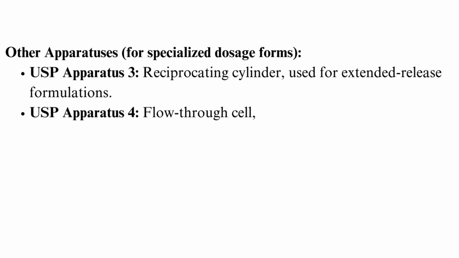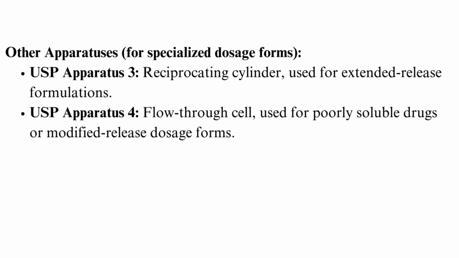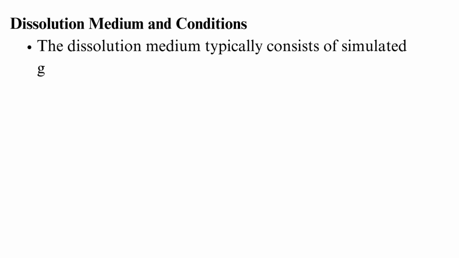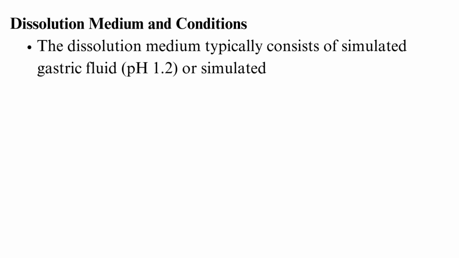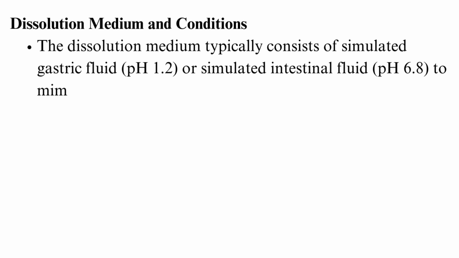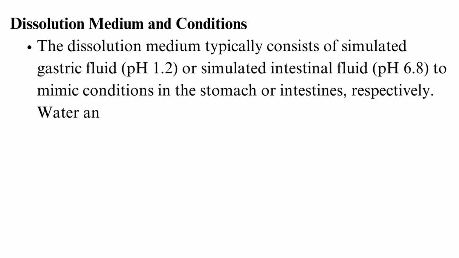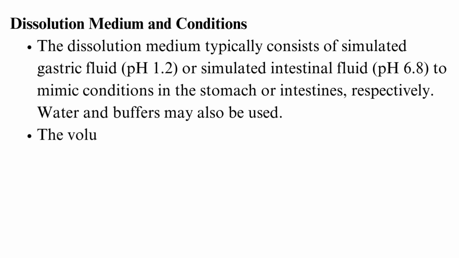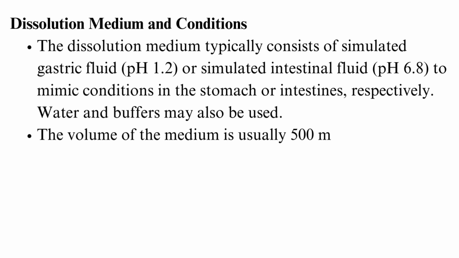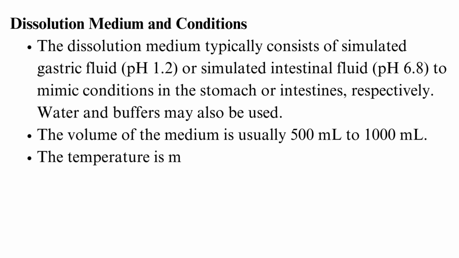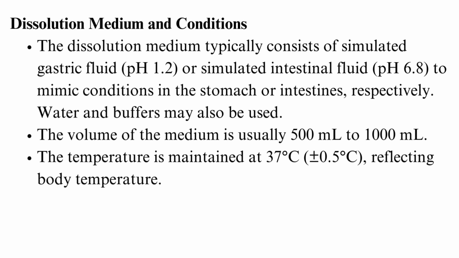USP Apparatus 4, flow-through cell, used for poorly soluble drugs or modified release dosage forms. Dissolution medium and conditions. The dissolution medium typically consists of simulated gastric fluid, pH 1.2, or simulated intestinal fluid, pH 6.8, to mimic conditions in the stomach or intestines, respectively. Water and buffers may also be used. The volume of the medium is usually 500 milliliters to 1000 milliliters. The temperature is maintained at 37 degrees Celsius, reflecting body temperature.